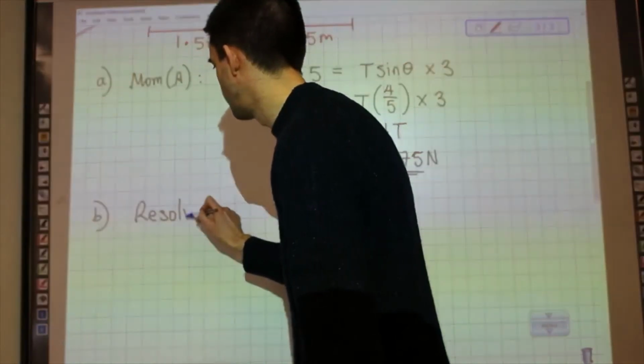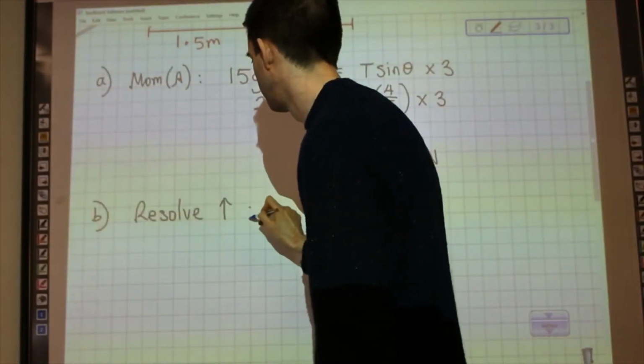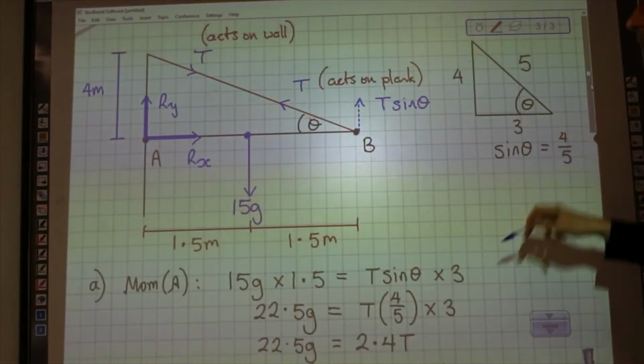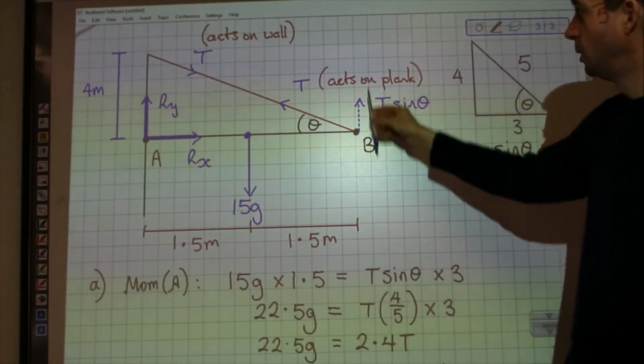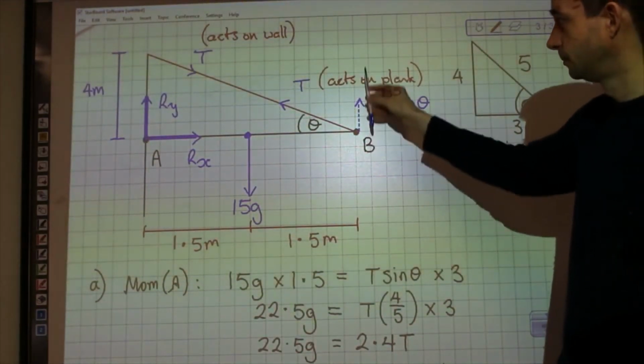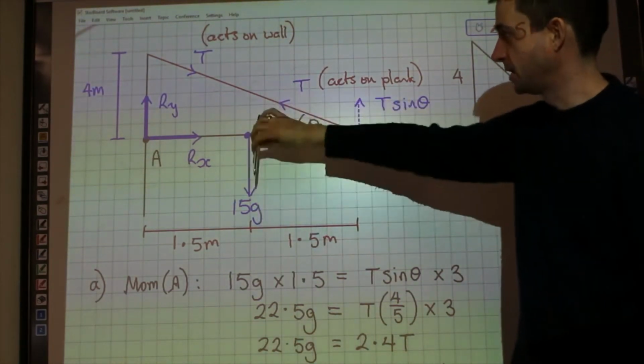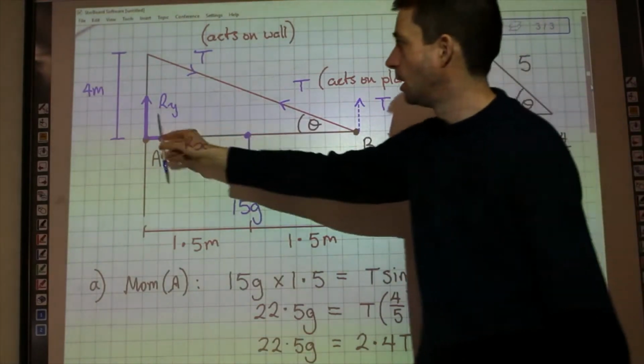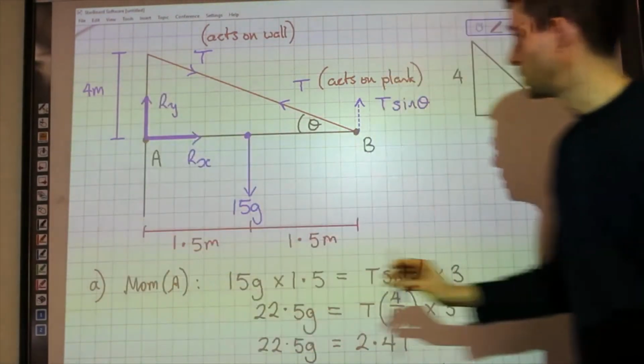So resolving vertically, let's refer back to our diagram. Force acting up, we've got T sine theta. Force acting down, we've got 15G. And we've got another force acting up here, which is the reaction at Y.